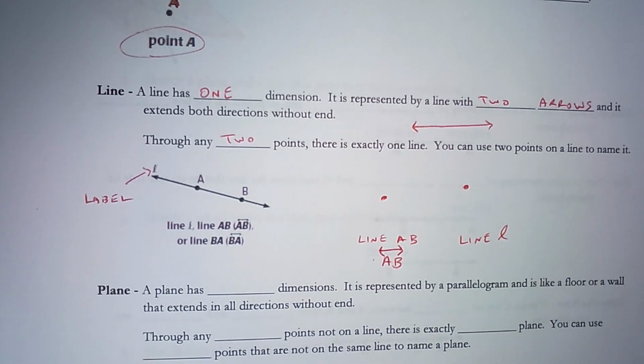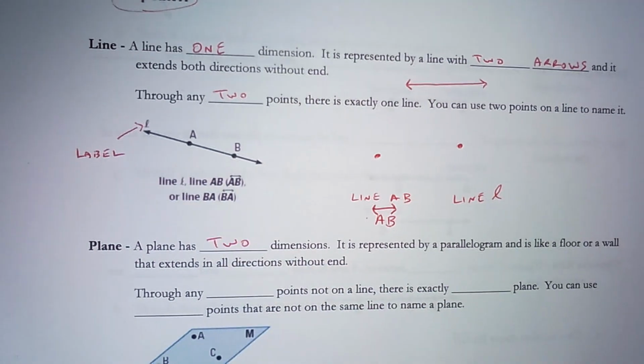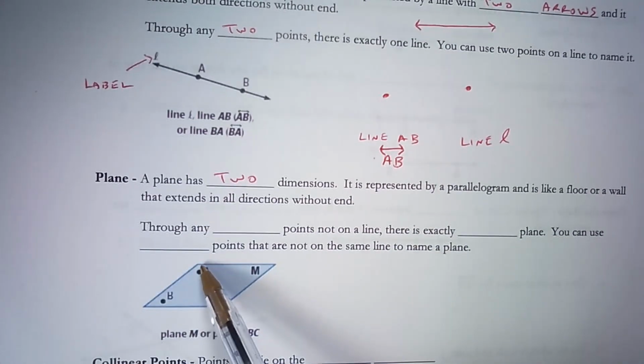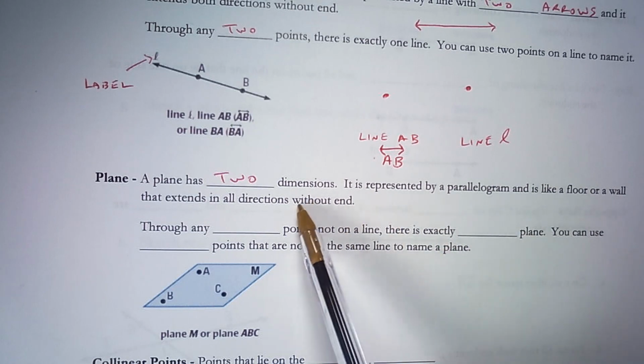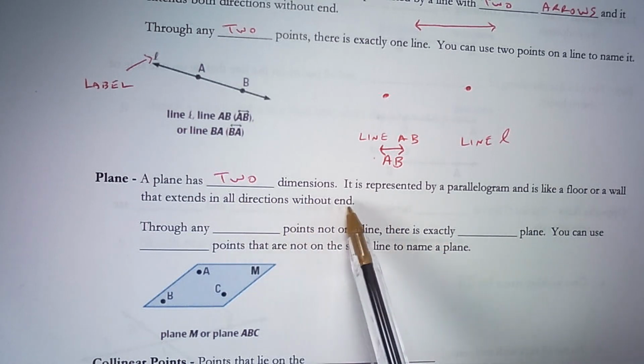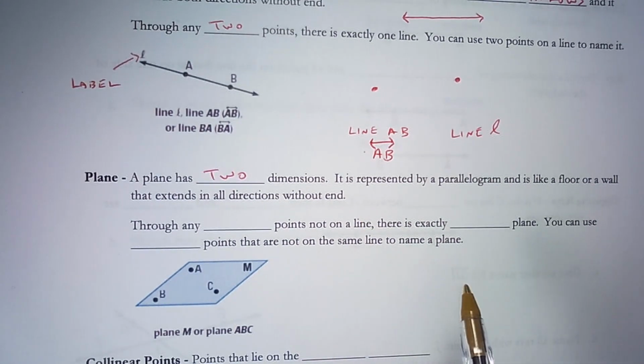A plane has 2 dimensions. It has length and it has width. Usually when we draw a plane, we draw a parallelogram. So like this shape down here, this is a parallelogram. Like a floor or a wall, except it extends in all directions without end. Our floors and our walls have an end to them. An actual plane does not. So a floor in your house represents a plane, but the actual plane that it's in continues beyond that floor, past the walls of your house.